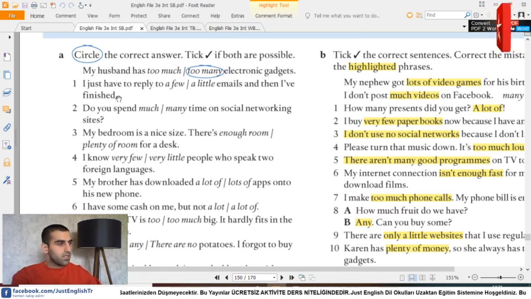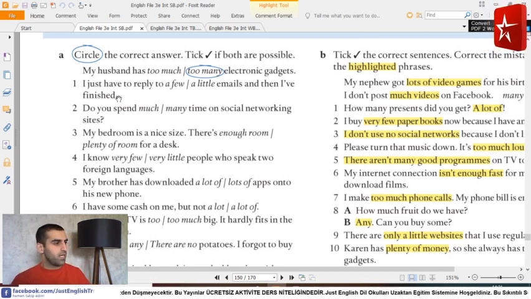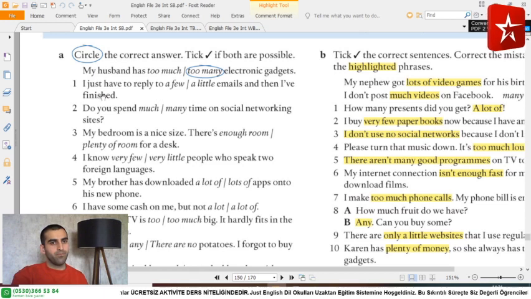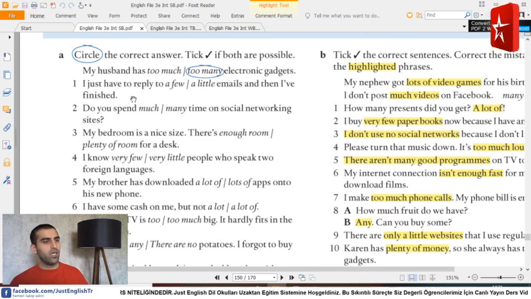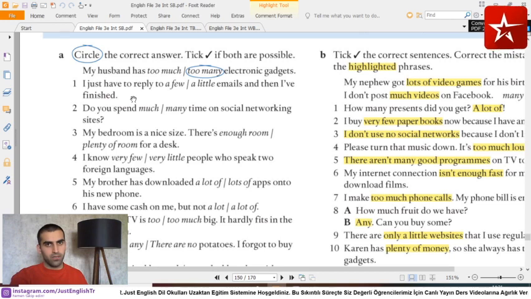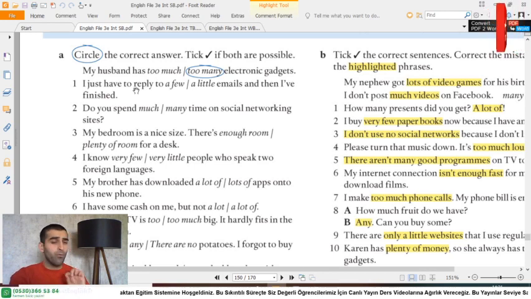Okay, let's start with number 1. So guys, I'm waiting for your answers for number one. Pay attention to number one. I just have to reply to a few or a little emails and then I have finished. So, in your opinion, which answer is correct? Can you tell me? For number one, a few or a little. And you should write why it is correct.